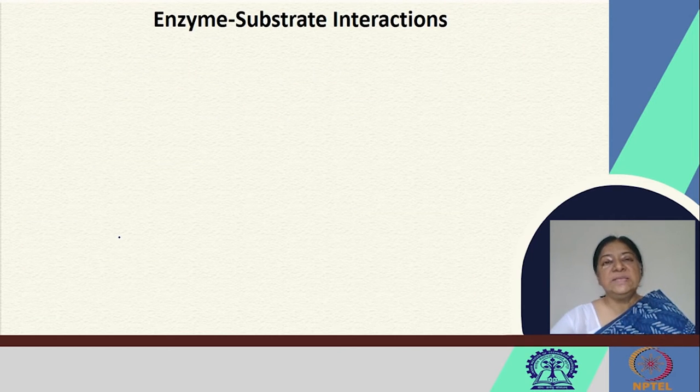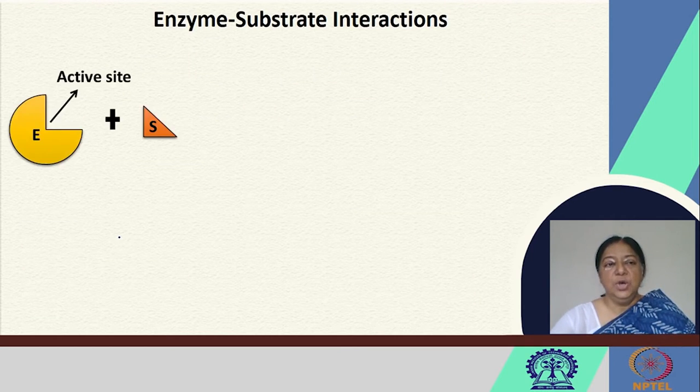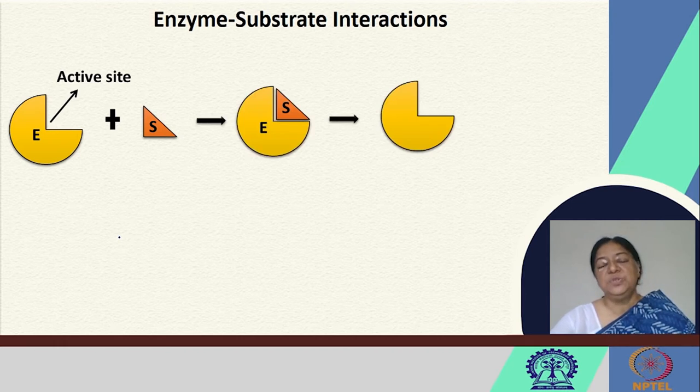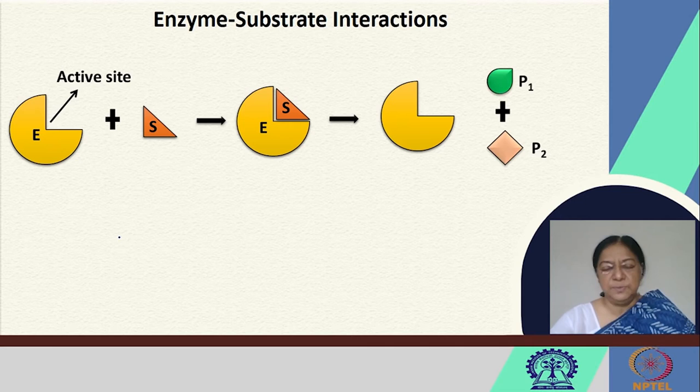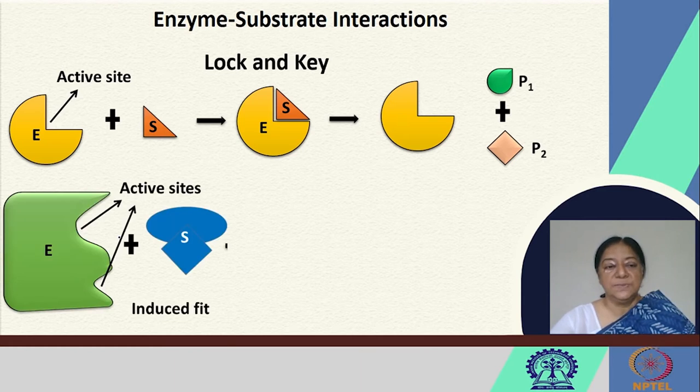So if we look at enzyme-substrate interactions, we have an active site, and we know that this active site is going to bind our substrate. Subsequently, we would have product formation. We could have various types of product formation. We could have one, we could have two, depending on the type of mechanism that occurs.